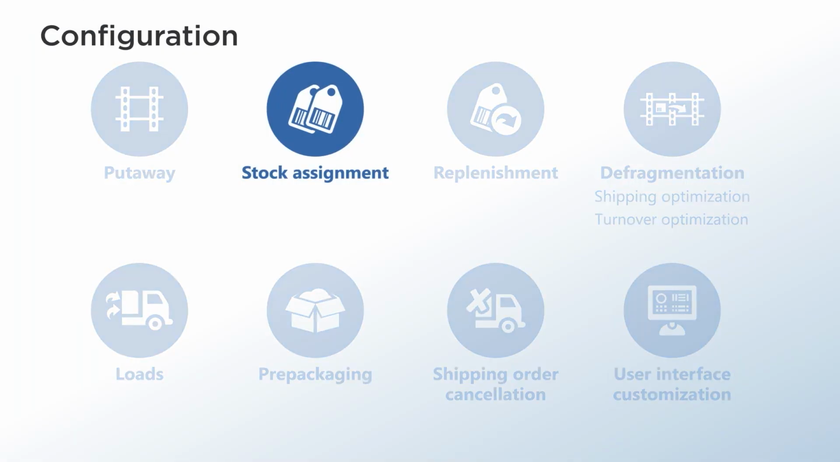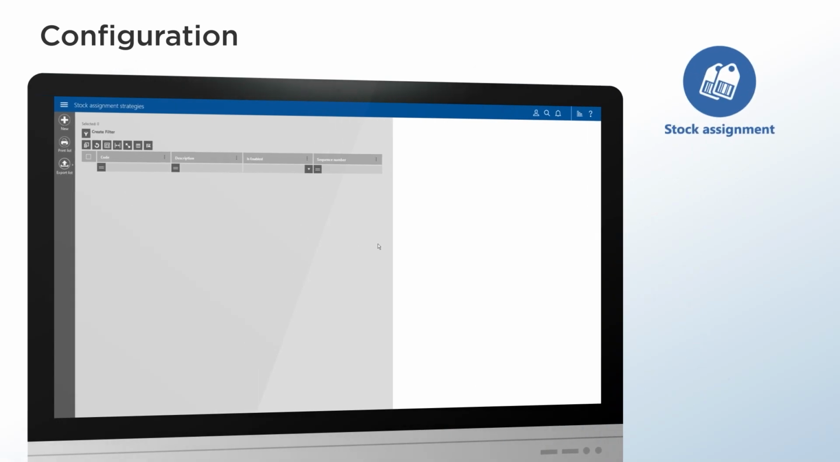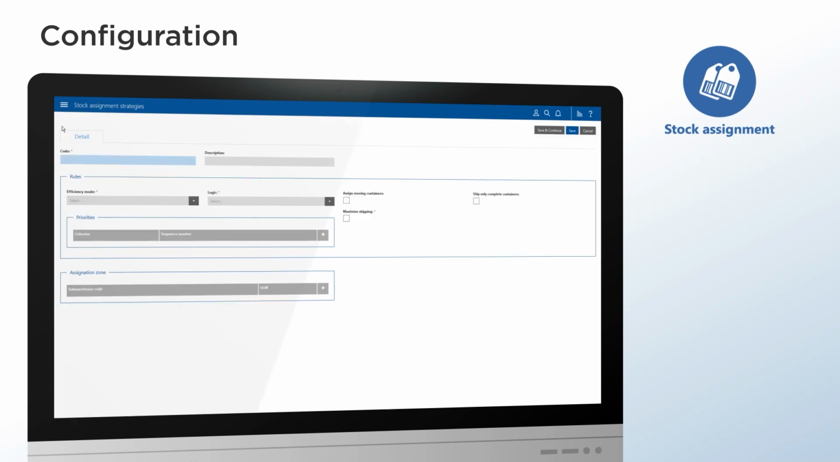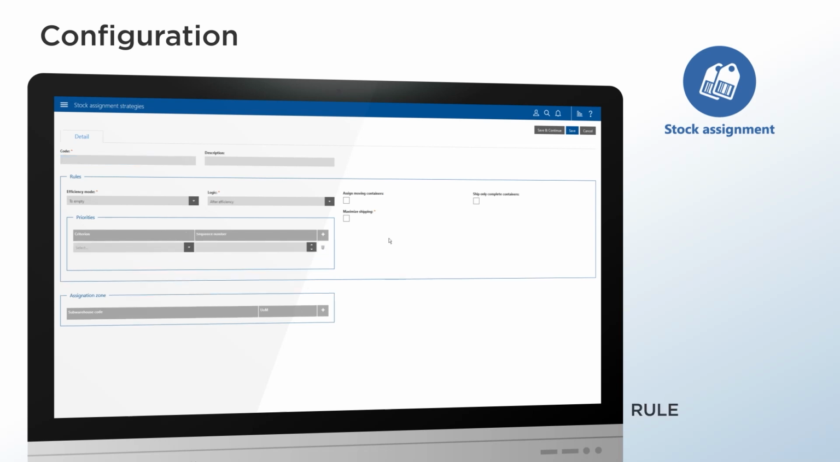Stock assignment strategies. Stock assignment is generally configured using a single strategy, although various can be configured if the stock needs to be allocated differently according to the presentation, sub-warehouse, or nature of the items. Easy WMS decides on the specific stock to be used to prepare each shipping order by applying stock assignment strategies. The main attributes of the stock assignment strategies are: rule, defines the efficiency mode and when to apply shipping logic, take into account moving containers, and ship full containers only.